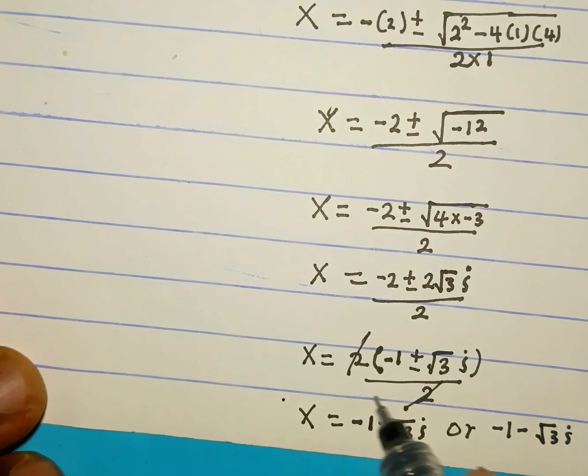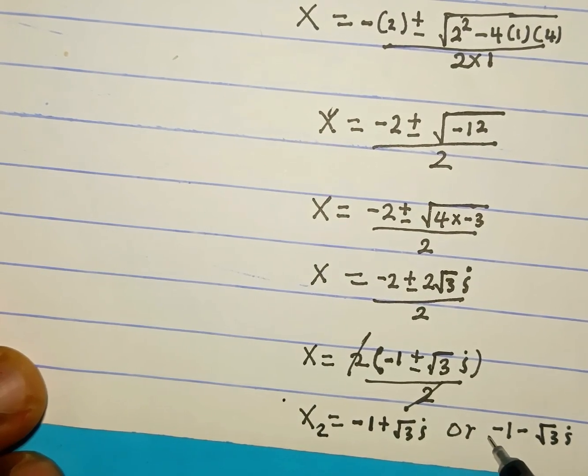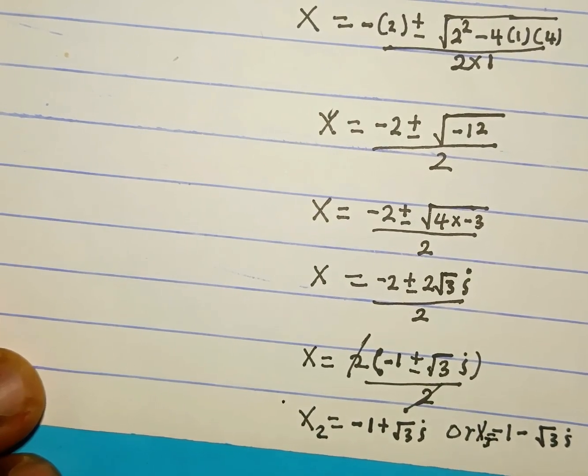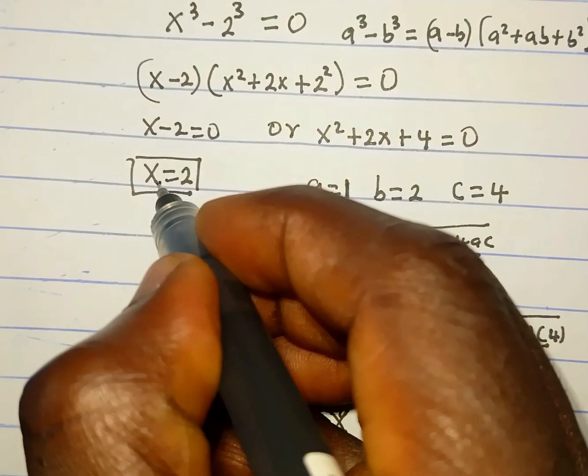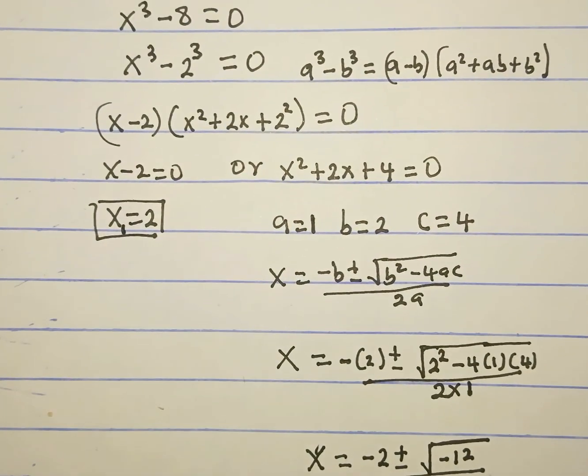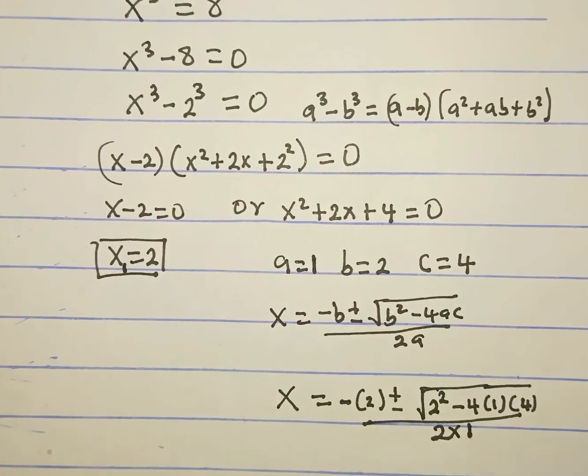So this is the second solution, this is the third solution, and the first solution that we got, x equal to 2, is the first solution. So this is how to get the three values of x that will satisfy the cubic equation.